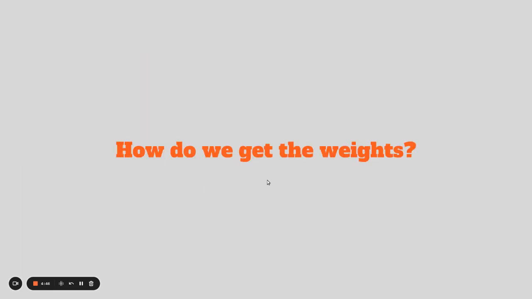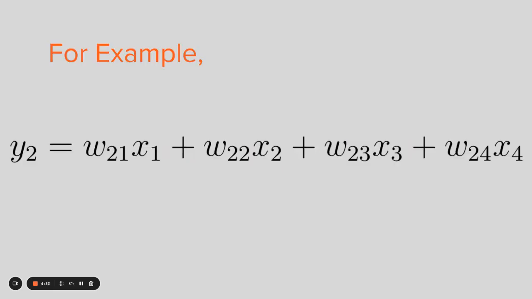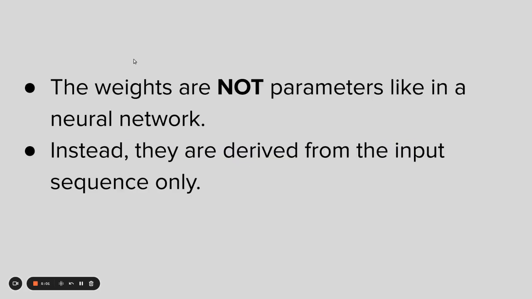But then where do we get these weights? The key point is that these weights are not learned weights. Rather, they are generated from the input itself. You have h1, h2, h3, h4, and you generate these weights from the input itself. So the weights are not parameters like in a neural network. Instead, they are derived from the input sequence, the input sequence being h1, h2, h3, h4.